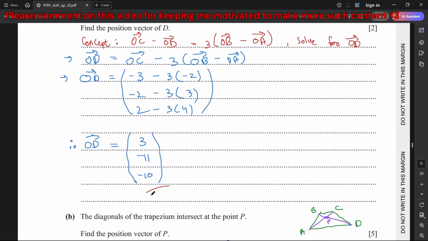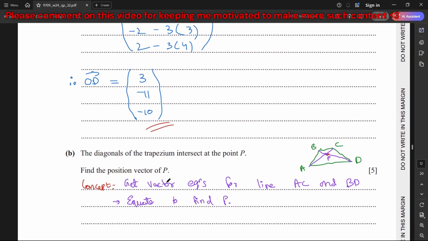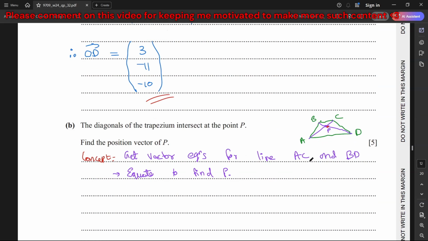Now in part D, the diagonals of the trapezium intersect at point P, as we can see in the diagram. I've just drawn a very normal trapezium and I've drawn the diagonals where they are going to intersect at point P. Now get the vector equations for the lines AC and BD. And once I have the vector equations of the lines, I can equate them to get the x, y, and z coordinates and then find the point of intersection by solving these lines. And this is again, the concept over here is just to find the point of intersection given the vector equations of two lines.